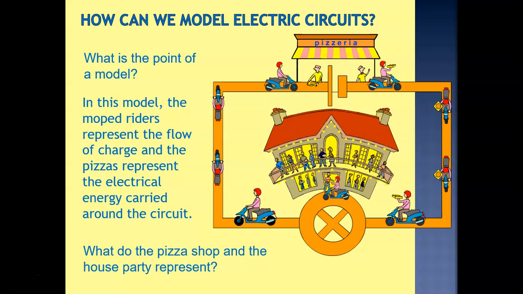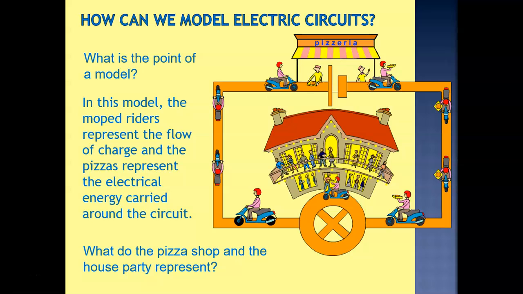So what would the pizza shop and the house party represent? The pizza shop represents the battery, or the cell. As the mopeds arrive there, they're given energy. They're given the pizzas, which are the electrical energy. They're then carried around the circuit until they get to the bulb. The bulb, or the component, would be the house party. Once they arrive there, they pass that energy on to the members of the house party, and when they leave that house party, they have no pizza left to carry around the circuit.